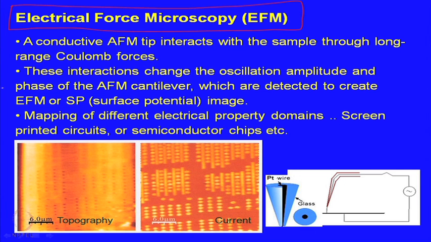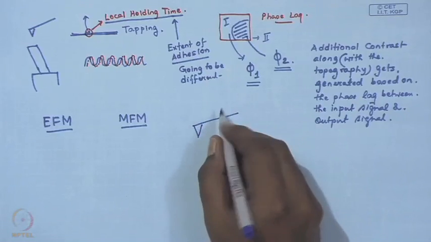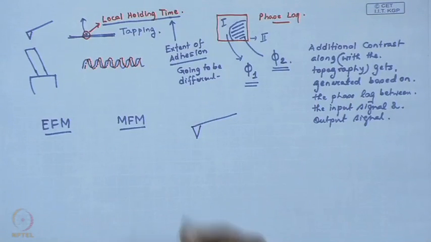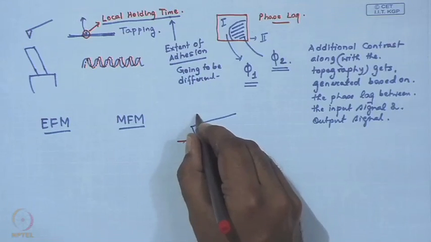But the moment you have a setting where other types of interaction forces are also present, for example, Coulombic forces or the magnetic forces, they can also be utilized to identify different domains. So, in order to operate these two techniques, specifically the EFM and the MFM, we need a secondary circuit. In addition to the cantilever assembly, we need to have an electrical contact with the surface, through which a bias has to be given.